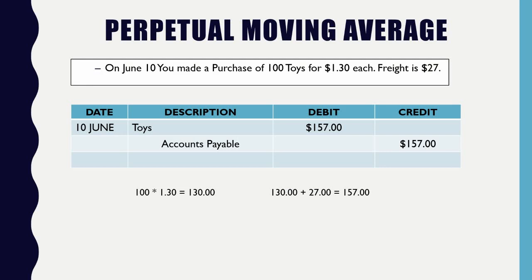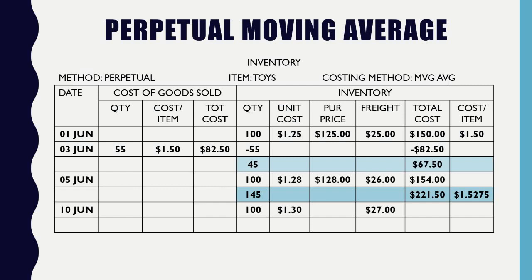So then our example here for June 10, we made another purchase of 100 toys for $1.30 with a freight of $27. So in this case, we're going to pop this number back in. We're going to calculate just as normal: 100 times $1.30 gives me 130, plus 27 will give me 157.